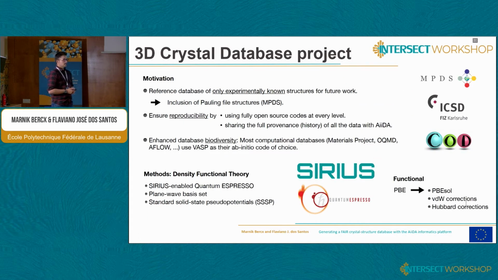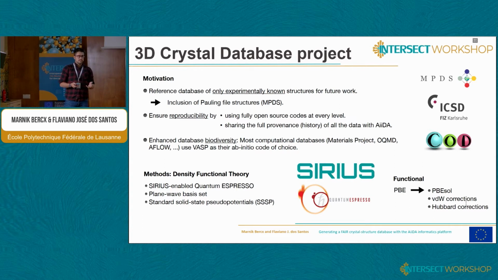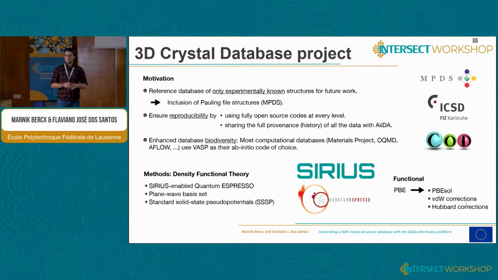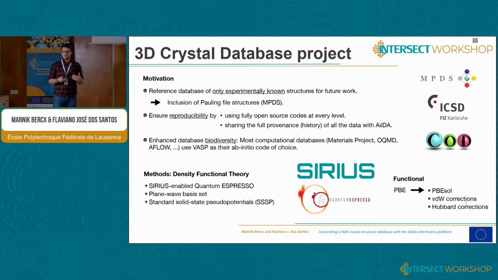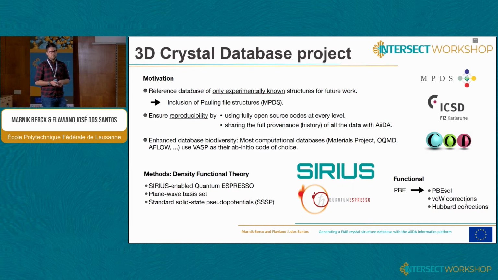So the motivation here is to build a reference database of structures only based on experimental structures, taken from these three databases that I already mentioned. One important inclusion here is the Pauling file, which is a database that has typically not been investigated so much computationally by other databases. And the second important aspect, of course, is the assurance of the full reproducibility of our results by tracking all of our calculations in the full provenance using AiiDA.